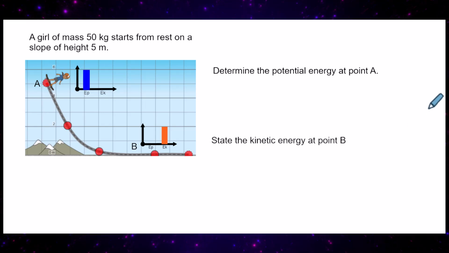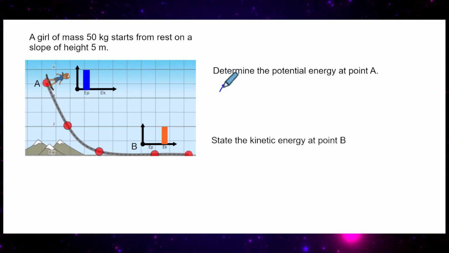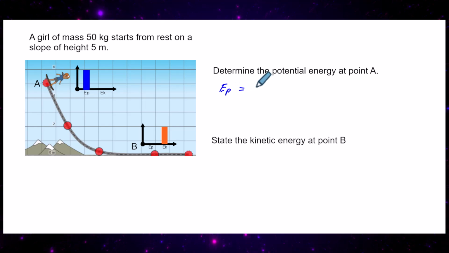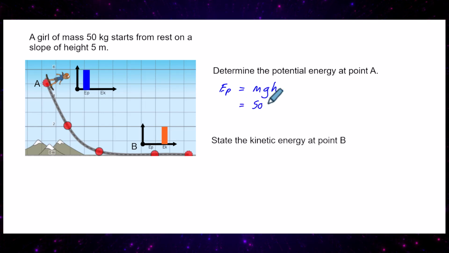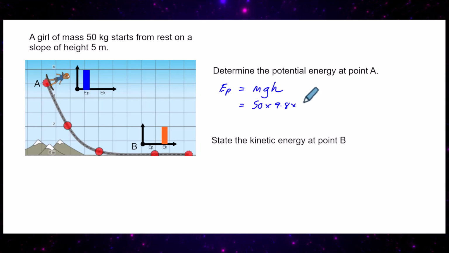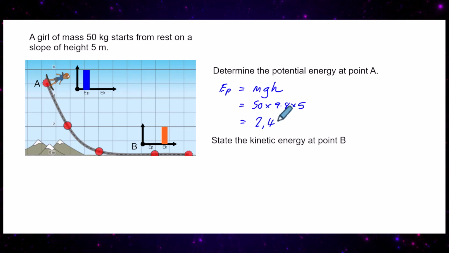So what is the potential energy at the top? Well, we use our formula. EP is going to equal the mass times gravity times the height. We know the mass of the skateboarder is 50 kilograms, times 9.8, the gravitational field strength, times the height the skateboarder started off from the ground, which is 5. So the potential energy, if we work that out in our calculator, is going to be 2,450 joules. So up here we're going to have 2,450 joules of potential energy.